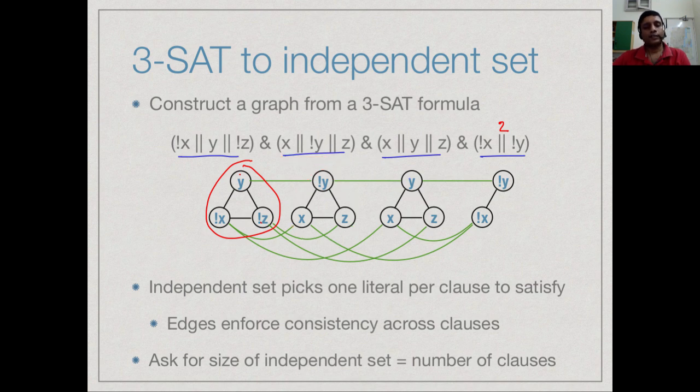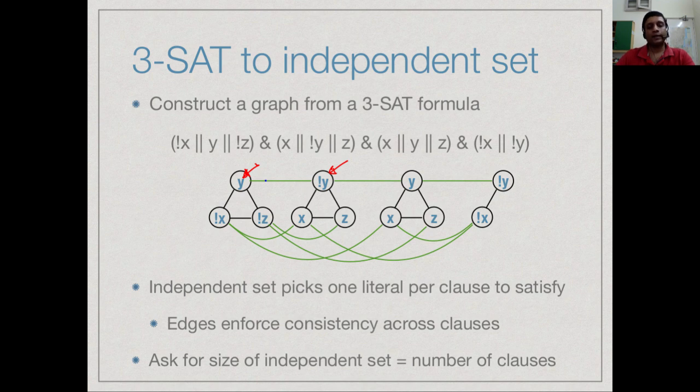So what does this triangle signify? This triangle signifies that if my independent set picks one of these things, say y, then it cannot pick the other two. So what this is saying is it's going to pick exactly one of these things. It's going to identify for me which of these literals is true in order to make this formula actually work out to be true. So it's kind of giving me a witness from each clause. So in order for this to be a valid witness, if y is true here, then I cannot pick not y to be the witness for the next clause because y and not y contradicts each other.